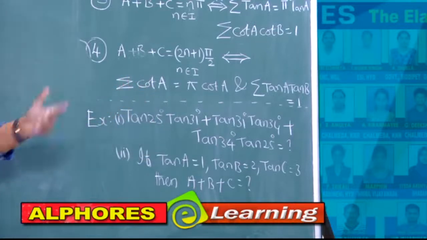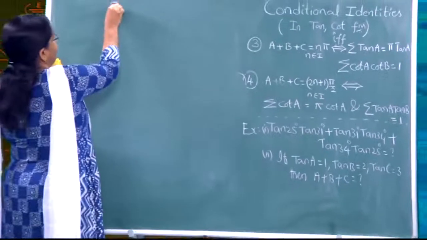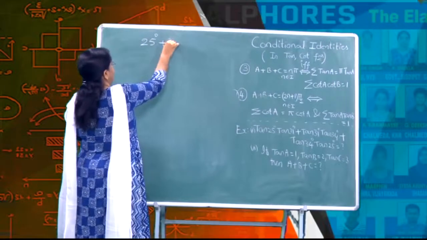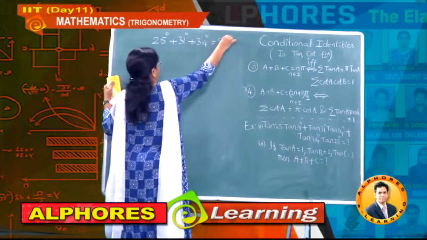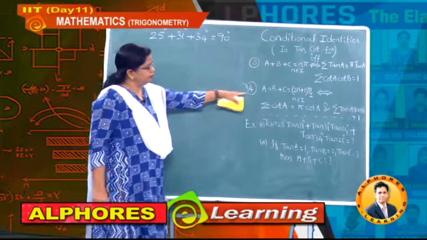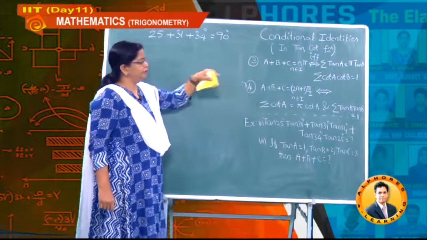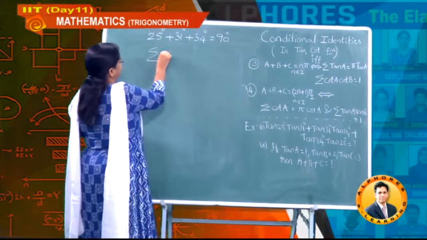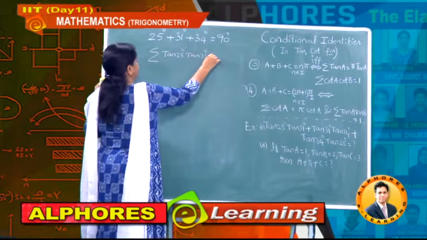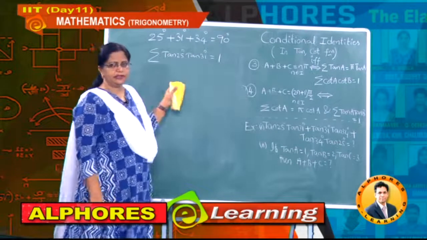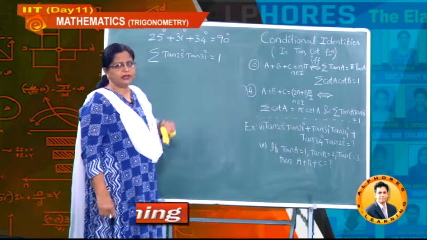Just 1. Understand? That means what should be our observation? The angles are in such a way that 25 degrees plus 31 degrees plus 34 degrees equals how much? 90 degrees. Then if you put n as 0 here, A plus B plus C equals 90. Therefore by using our formula, sigma tan 25 degrees tan 31 degrees, what is our answer? It is 1. That's it, over. Understand students? It is very easy if you are able to remember this kind of formulae.